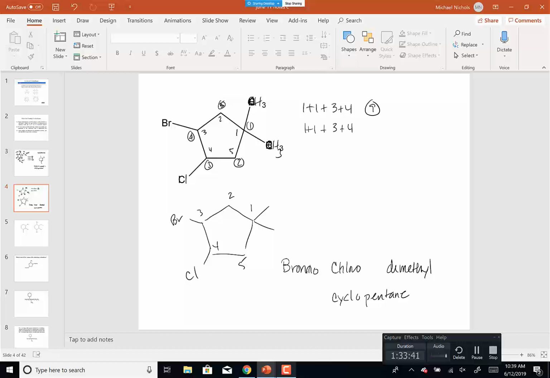So what do we got? Bromo, a 3, a 4, chloro, and then a 1, 1 dimethyl. So again, if you leave out that second one and you go back and try to draw the structure, or ask somebody else to draw the structure, they're going to go, okay, cyclopentane, I'll draw that structure. I'm going to put a bromo at 3, 4, and then if it says one dimethyl, it's like, okay, where should I put the second methyl?